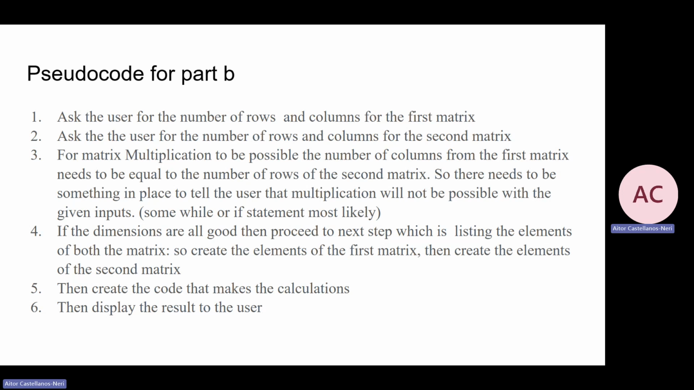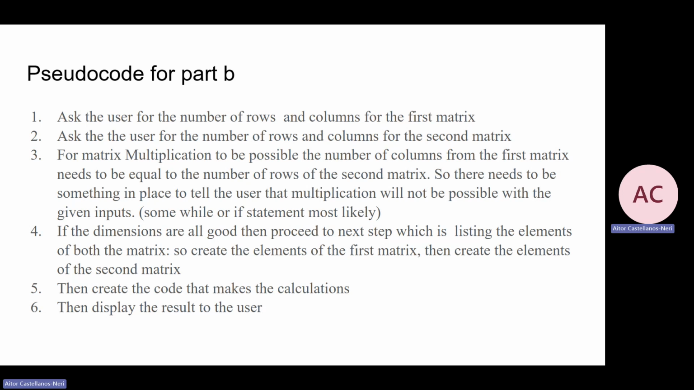To first begin the process, we need to ask the user to enter the size of the rows and columns of the first matrix, and then subsequently the second matrix. For matrix multiplication to actually be possible, the number of columns of the first matrix, which I'll just say is A for now, needs to equal the number of rows of the second matrix, which I'll refer to as B.